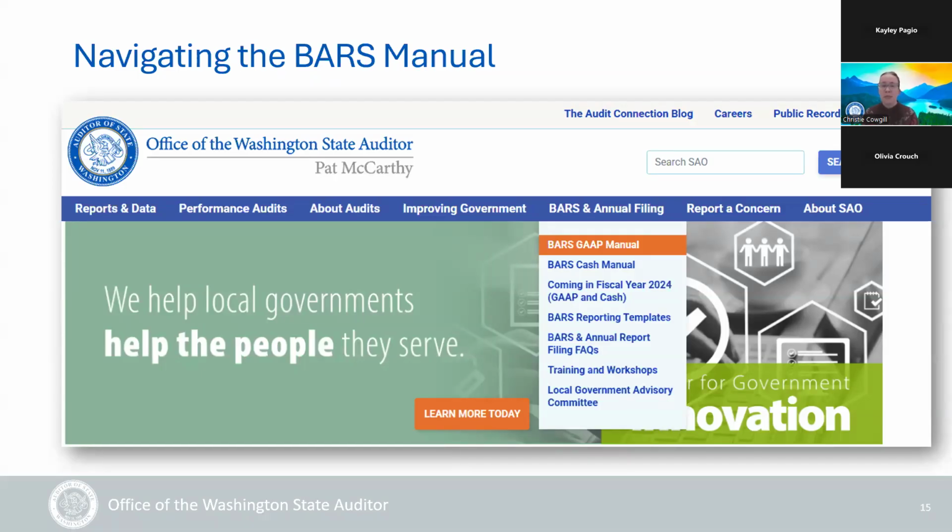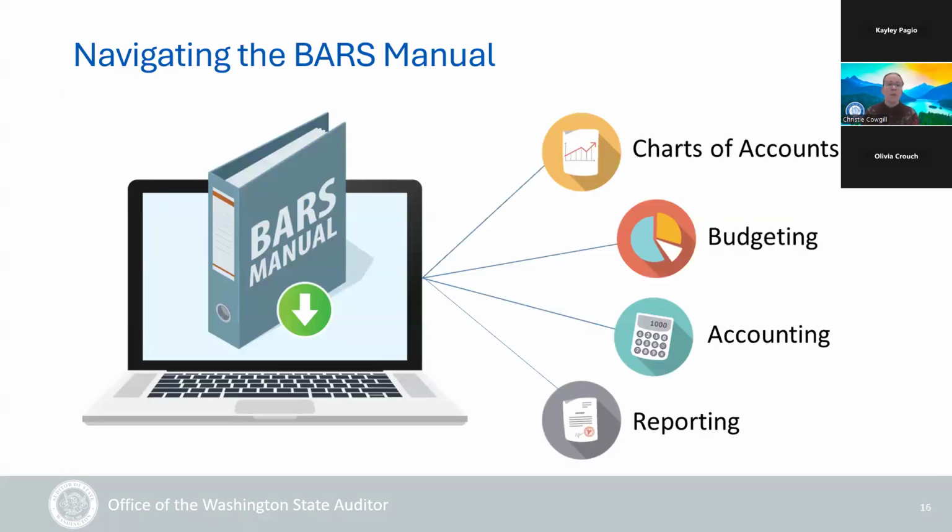To reach the BARS manual, we'll go to the same sao.wa.gov and BARS and annual filing menu, but this time we're going to BARS GAAP manual. Before we start digging into the manual, let's do a quick overview of the four main sections of the BARS manual. They are chart of accounts, budgeting, accounting, and reporting. You can see three of the main sections, budgeting, accounting, and reporting, are the BAR from our BARS acronym.